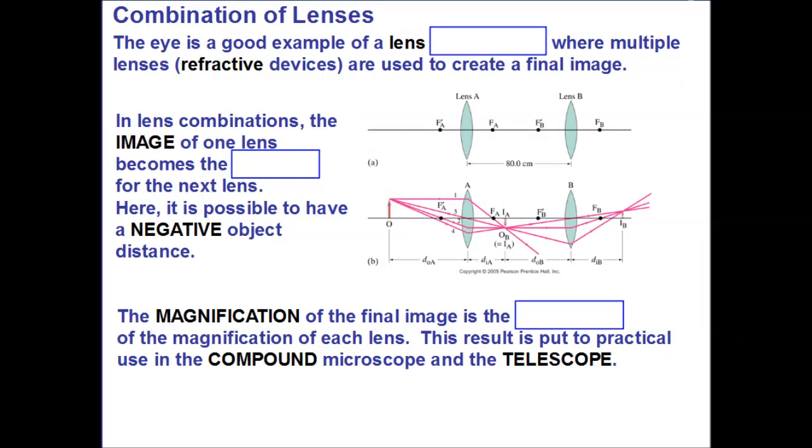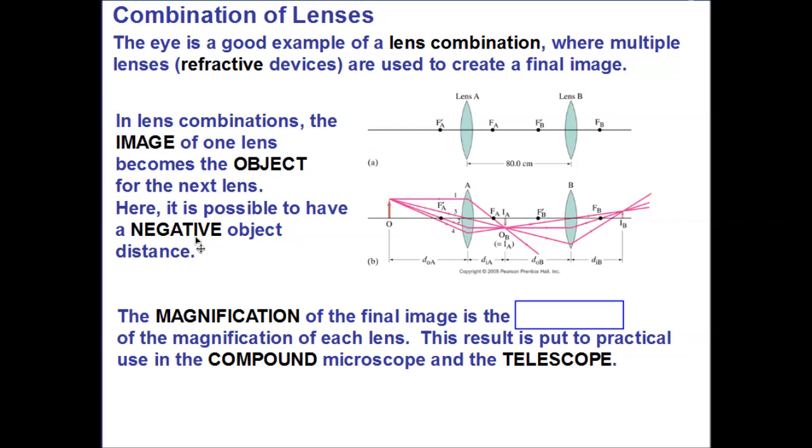Okay, so let's take a look at a combination of lenses in more detail. The eye is, of course, a good example of a lens combination, where we use multiple lenses or refractive devices to create a final image. In lens combinations, the image of one lens becomes the object for the next lens. It is possible to have negative object distances. We'll see that in an example down the road.